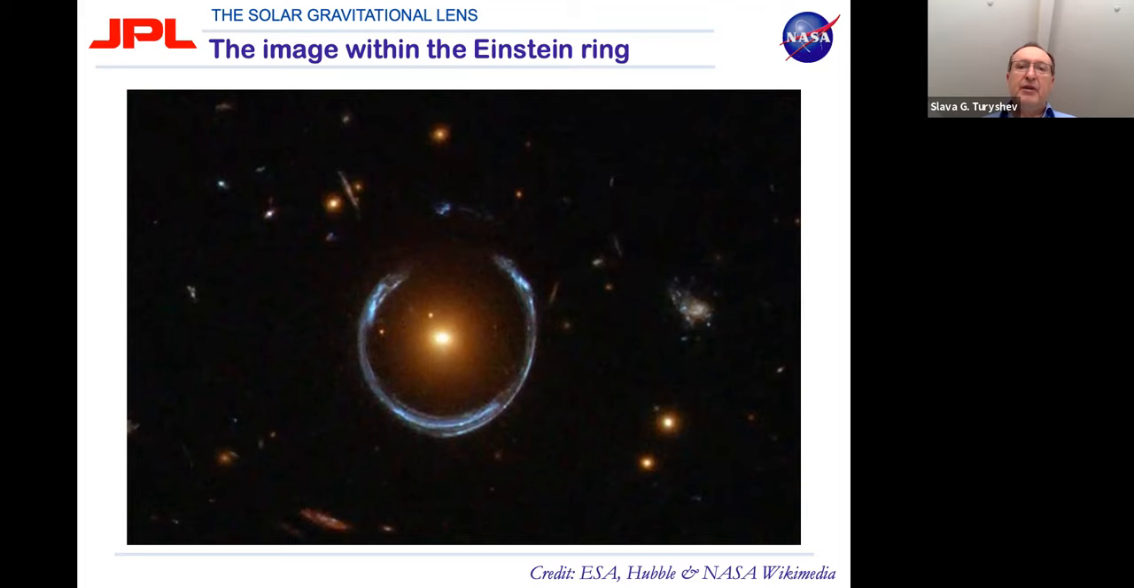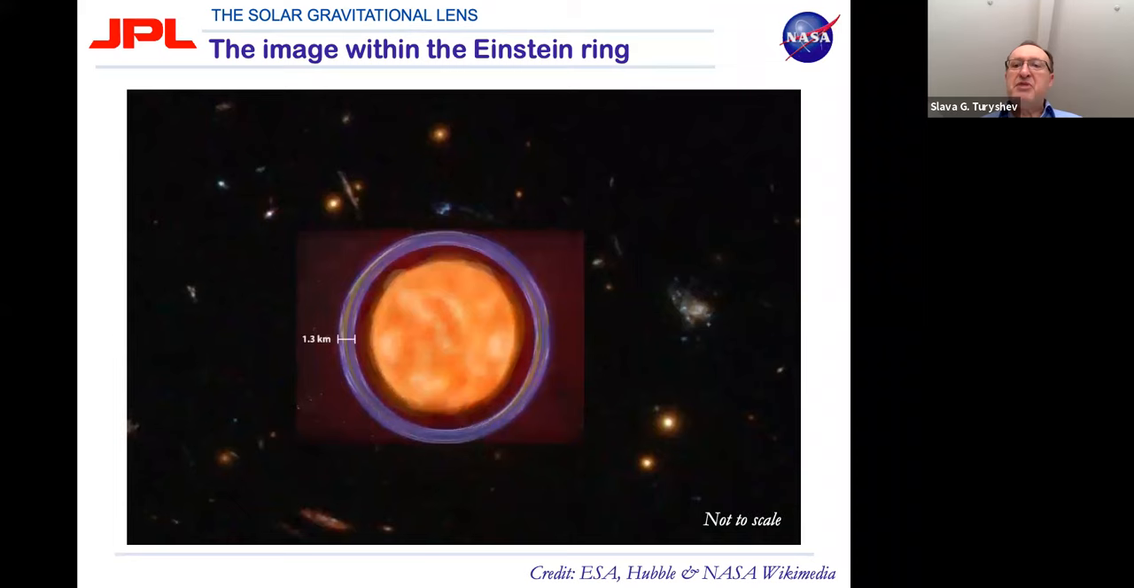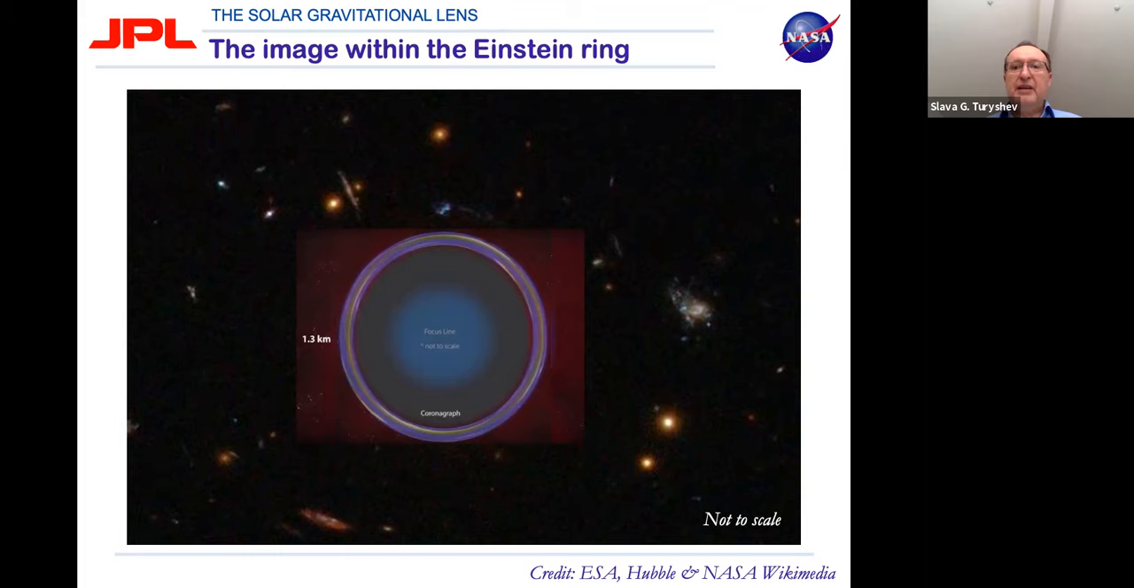And so here you see the image taken by Hubble of the Einstein ring enveloping a star and a galaxy actually. If I have a coronagraph, so the Einstein ring is formed around the sun. If I talk about this exo-Earth positioned 100 light years away, the thickness of the Einstein ring will be 1.3 kilometers. And so if I take a coronagraph to block the solar light, then I can deal with the Einstein ring to get the brightness data. That will be my primary data for imaging. So that's the basic idea of what we do with the SGL.